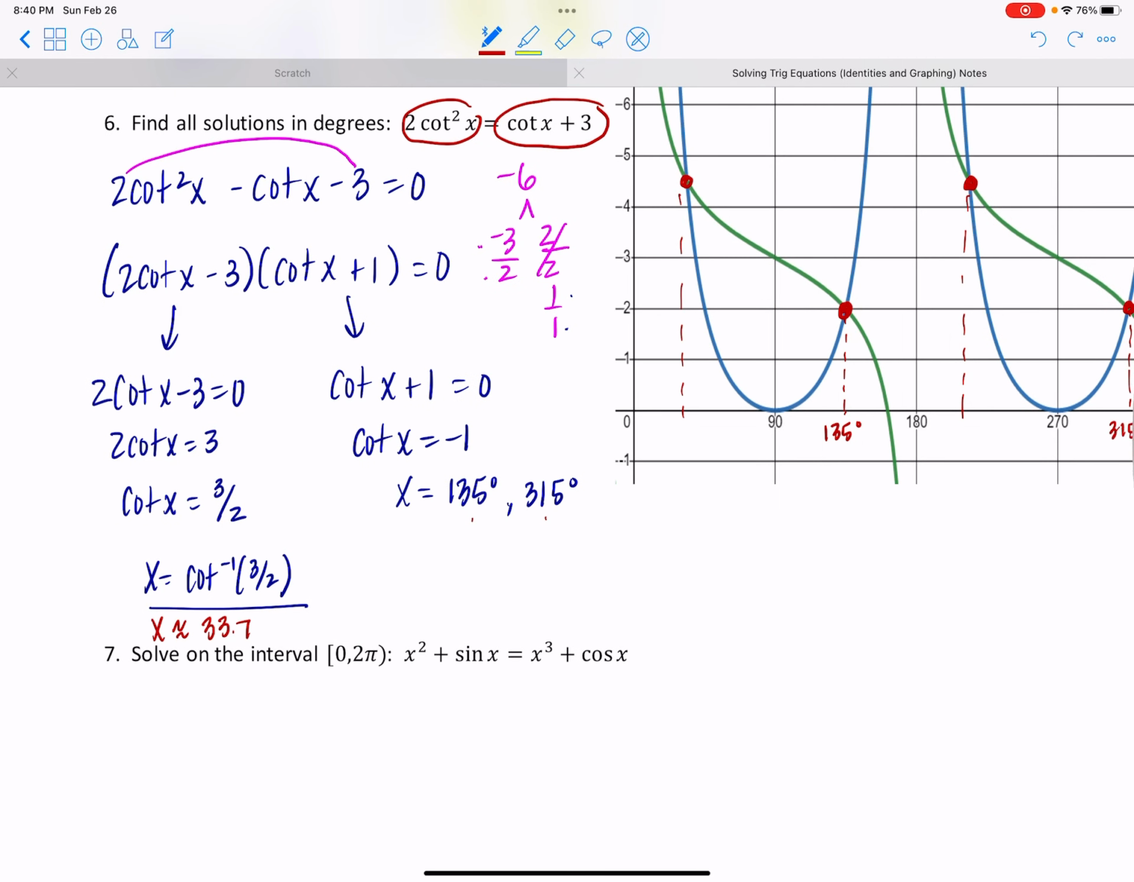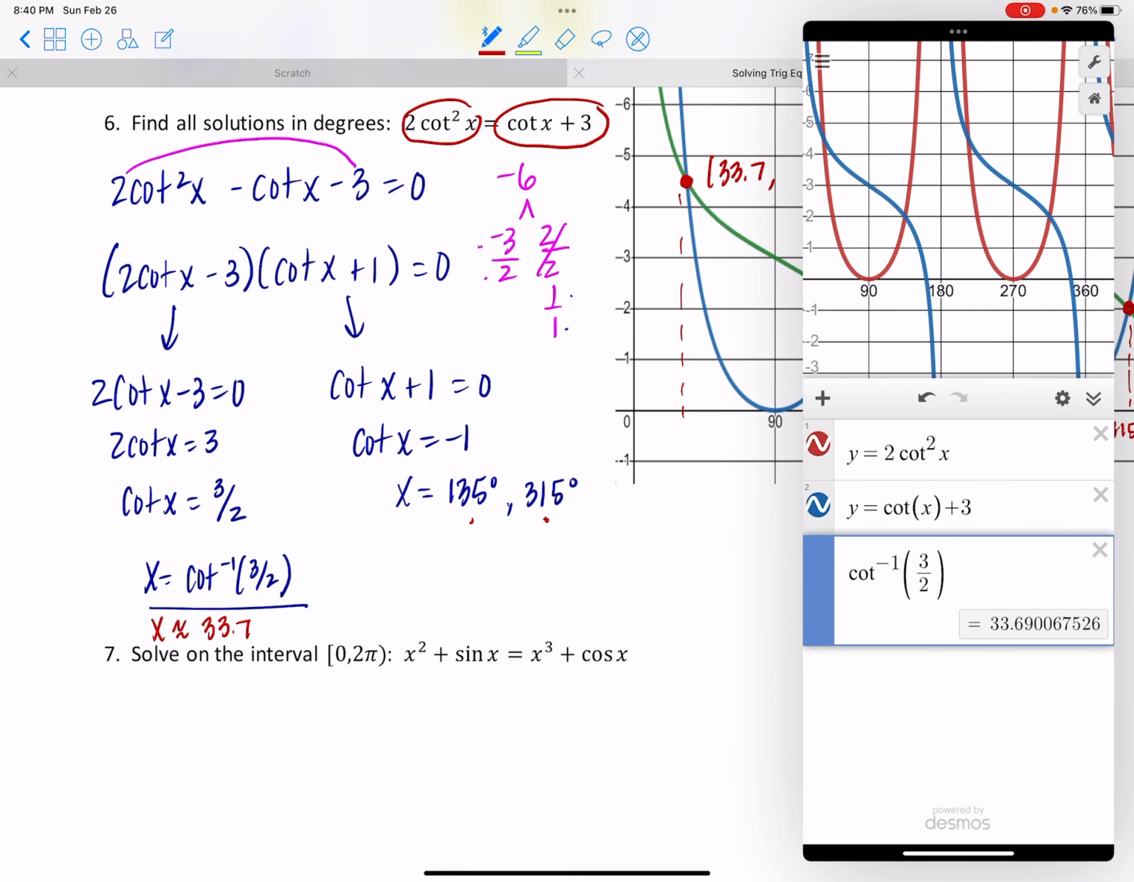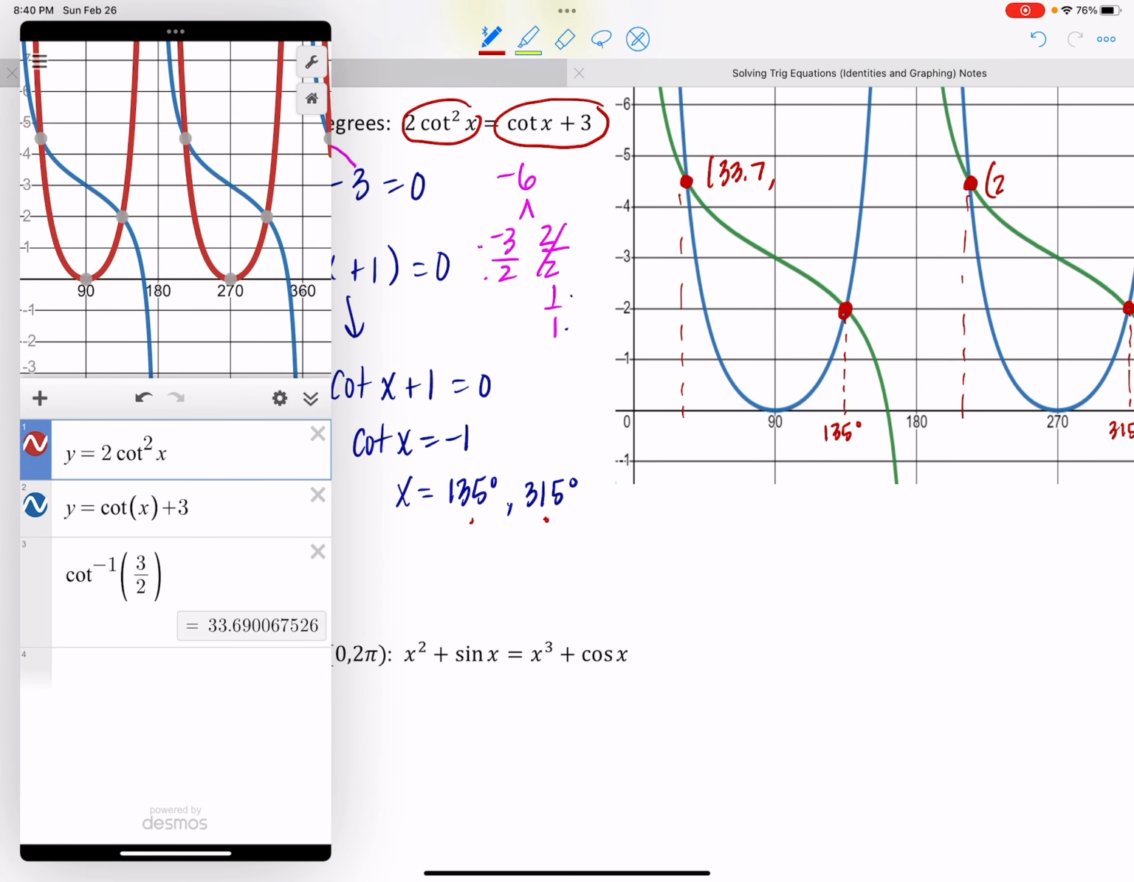Over here we had a negative cotangent, so we took the values that were in quadrants 2 and 4. Here, cotangent is going to be positive in quadrants 1 and 3, so that's why we see the solution up here at 33.7-ish, and then over here in quadrant 3, that was 213.7-ish, and then the other part of the point was 4.5.